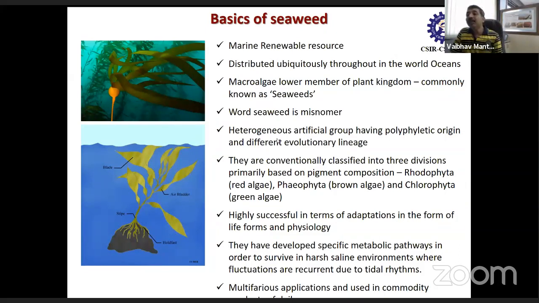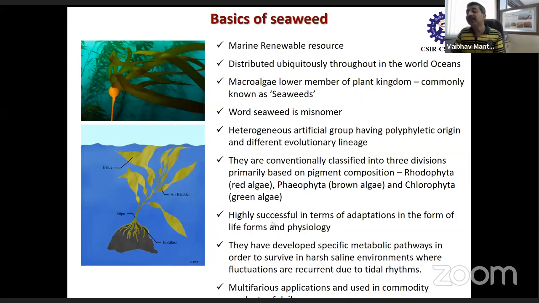Again, an interesting fact is that although they are grouped into the common term seaweed or marine macroalgae, phylogenetically their origin is different. Their evolutionary lineages are different, and that is why it is called an artificial heterogeneous grouping. Conventionally, based on their pigments, they are classified into three major groups or classes. Rhodophyta is red algae, Phaeophyta is brown algae, and Chlorophyta is green algae. So, as I said, it is an artificial system.